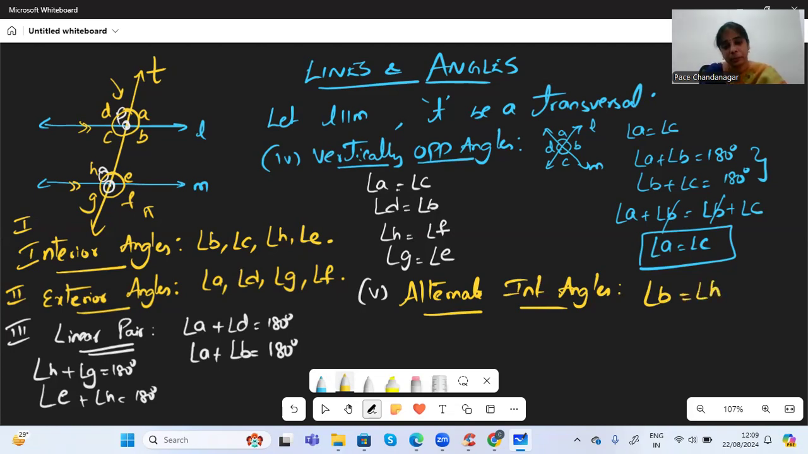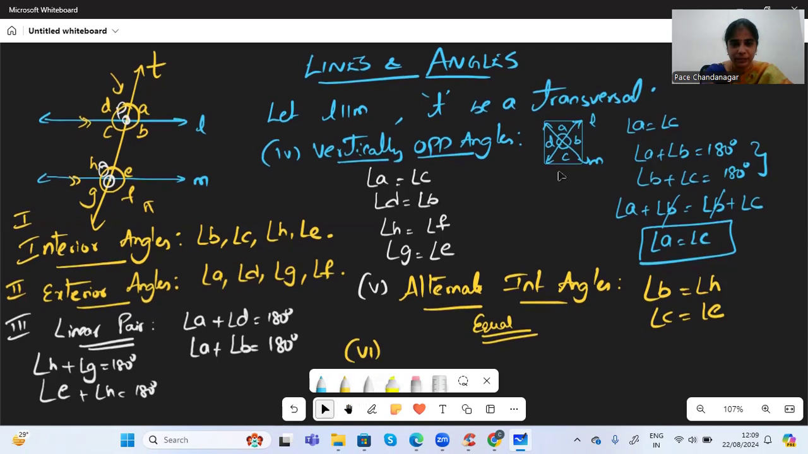Similarly, what is the other pair, tell me now? For angle B, it is angle H. For angle C, it would be angle E. Understood? So those are alternate interior angles. Now alternate interior angles are equal if the lines are parallel. So whenever the lines are parallel, their alternate interior angles will be equal. So clear with that case?